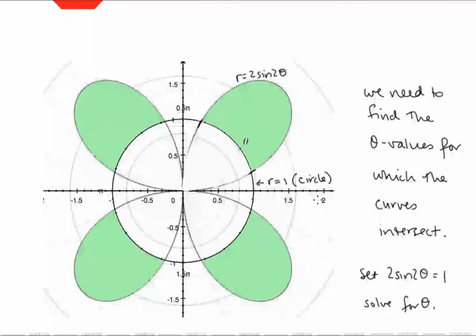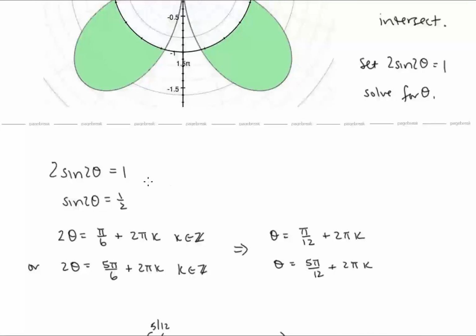So here's our graph for r equals 2 sine 2 theta, and r equals 1 is the circle. And so the area that we're talking about is inside r equals 2 sine 2 theta, but outside the circle. So we're talking about these 4 green pieces. This is what we're trying to add up, this area. So in order to find this area, we need to find the theta values for which the curves intersect. So we want to set 2 sine 2 theta equal to 1 and solve for theta. 2 sine 2 theta equals 1 gives us sine 2 theta equals 1/2.